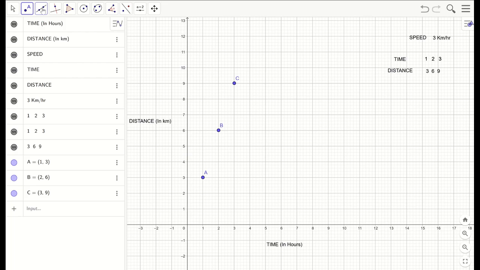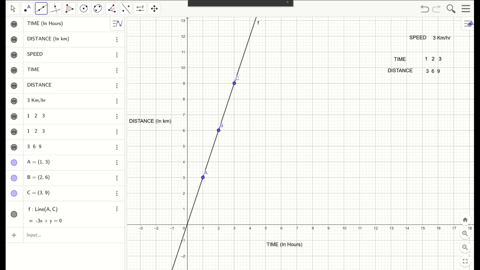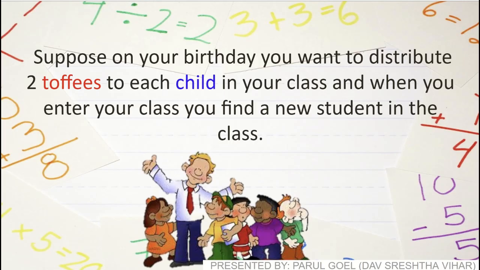If I join these points, what will I get? On joining all these 3 points, I'll get a straight line, which indicates that with speed being constant, with an increase in time, the distance covered is also increasing. So now let's consider some more situations.